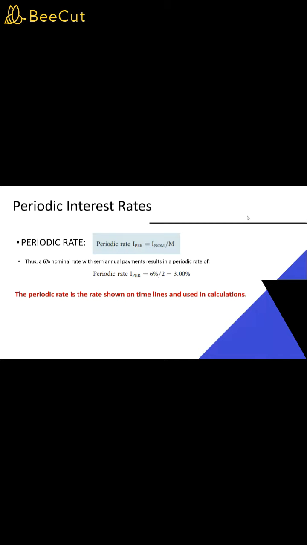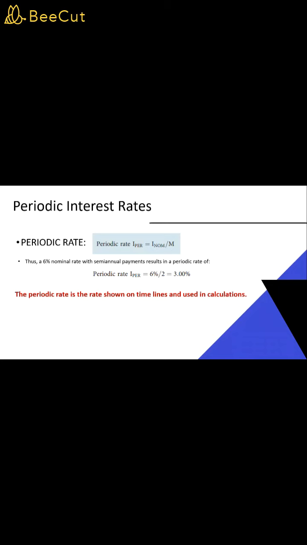Now, in some situations, you will have to calculate the periodic interest rate, and you generally will have to calculate the periodic interest rate if there is some sort of compounding other than annual compounding. So if there is semi-annual compounding, quarterly compounding, or monthly compounding, for example, then in that case, you will have to use something known as the periodic rate.